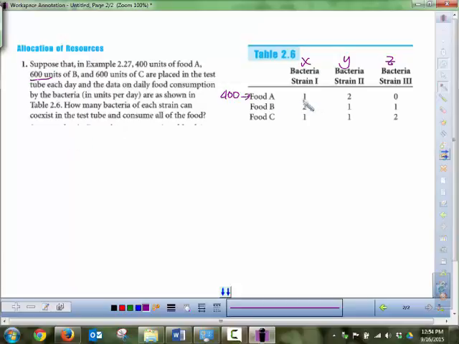So essentially for food A, you have 1 times bacteria strain 1, and then you're going to add on to that 2 times the bacteria strain 2, and then you're not going to contribute any of the third type of bacteria. And then you want this to eat up 400 units of the first type of food, food A. Once you get that going, then I think the rest of this should come easily.